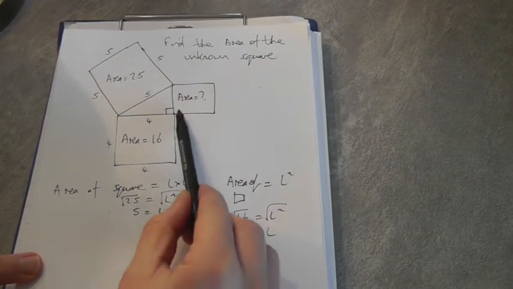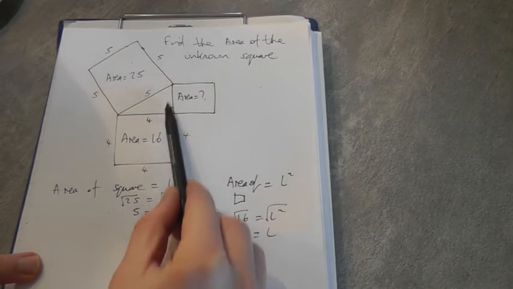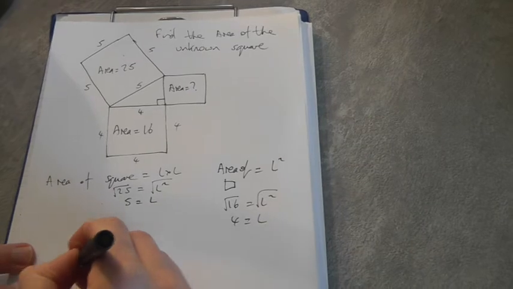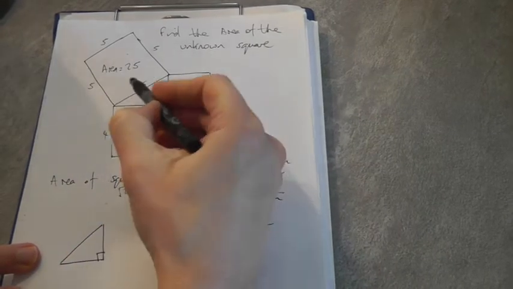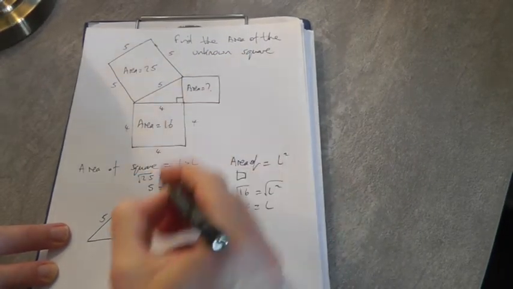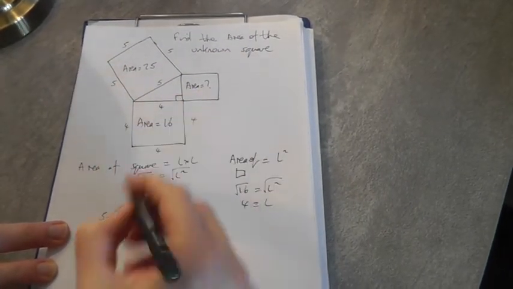Now I'm going to use this triangle here to find this length here. That triangle is a right angle triangle, and I'm going to write it just here. There it is. So that side is 5, that side is unknown, so I'm going to call it x, and this side here is 4.